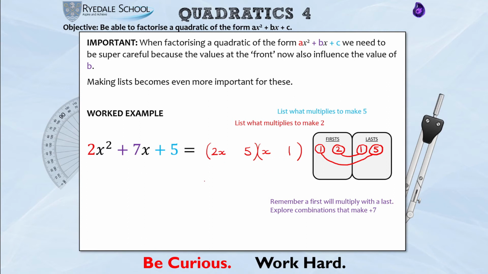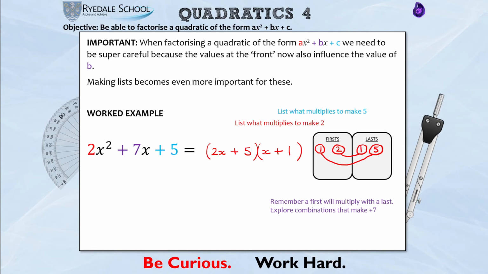The rules for the signs are exactly the same as our earlier examples yesterday. So both of these signs will be plus. I can check this by multiplying out with FOIL. My firsts give me my 2x squared. My lasts give me my 5. So that's working. Now let's check the outers and the inners. I get a plus 5x and I get a plus 2x, which all together does make the 7x.